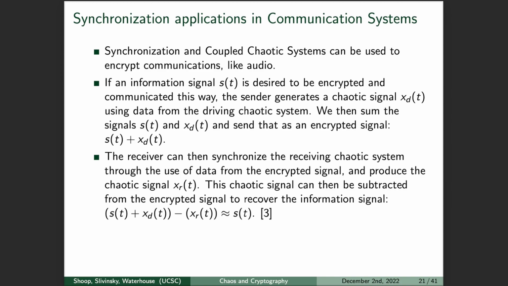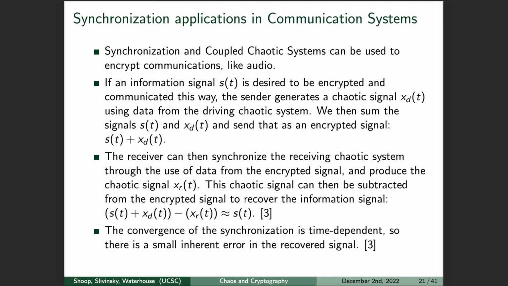After receiving this encrypted signal, the receiver can then synchronize the receiving chaotic system through the use of data from the encrypted signal and produce the chaotic signal x sub r of t. This chaotic signal can then be subtracted from the encrypted signal to approximately recover the information signal S of t. The convergence of the synchronization is time dependent, so there is a small inherent error in the recovered signal. An example of this would be distorted audio at the very beginning of an audio transmission.